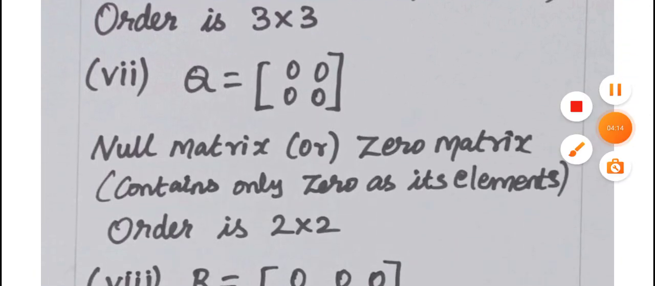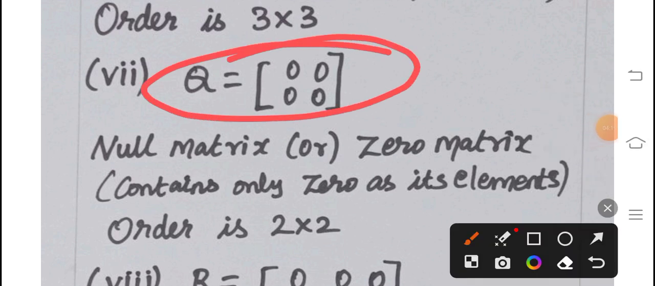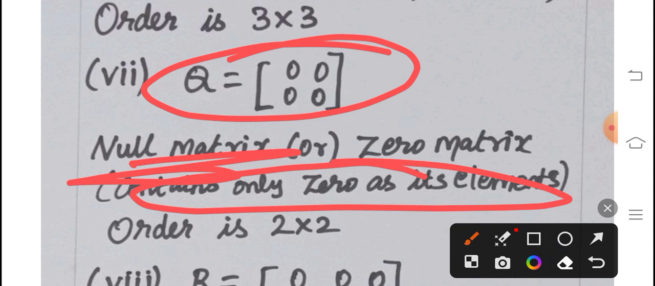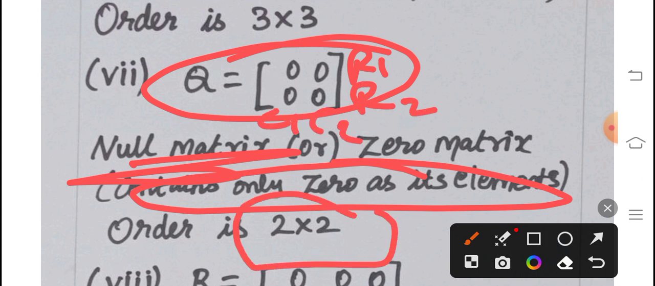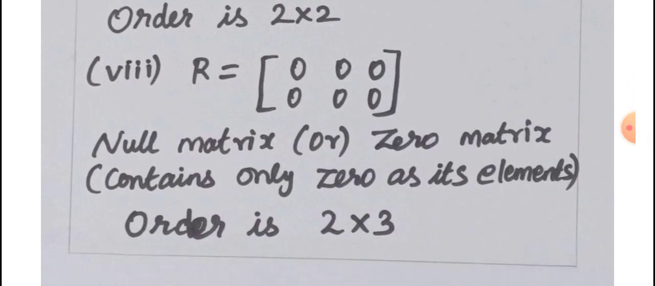Then the seventh subdivision: only zeros are the elements, so we call that matrix a zero matrix, or a null matrix. A null matrix or zero matrix contains only 0 as its elements. For the order, we have R1, R2, C1, C2, so the order is 2 by 2. Then the 8th subdivision.